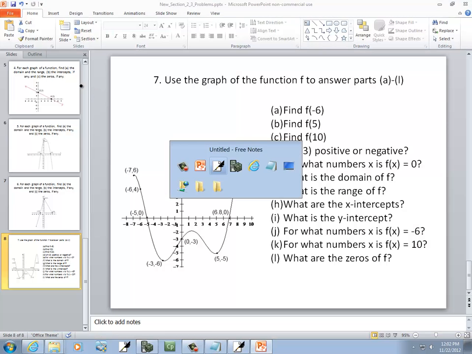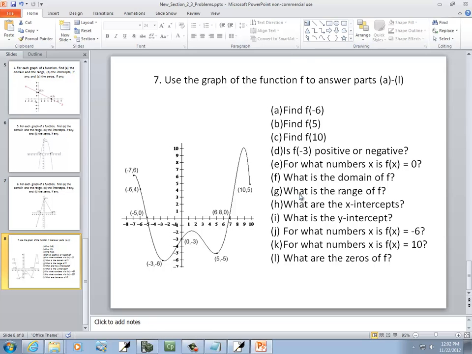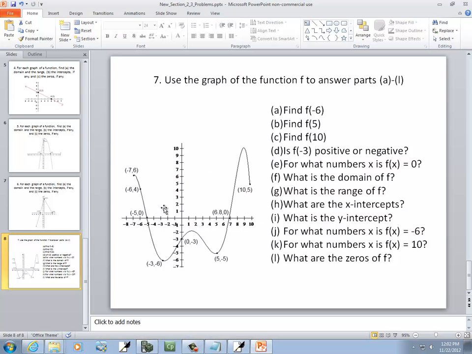Now A here says we want to find f of negative 6, given the graph. Remember what I said. Whatever number's inside your parentheses is your x. So basically we're saying x is equal to negative 6. And this is your y. So we're wondering what y is. So we're going to go to the point on our graph where we've got x equals negative 6. Well, let me make this a little bit bigger so you can see it.